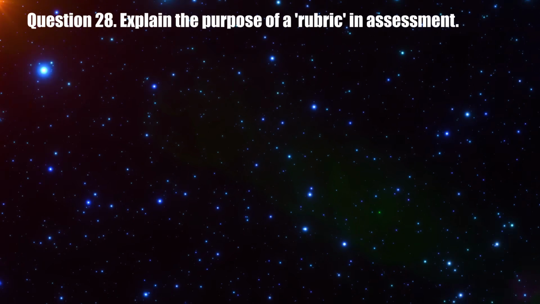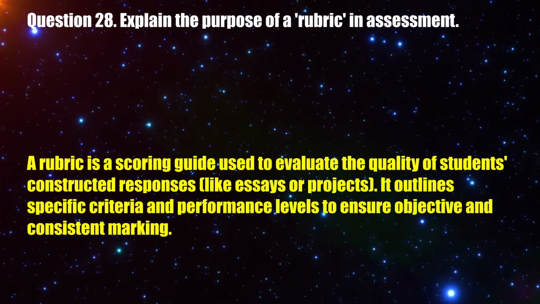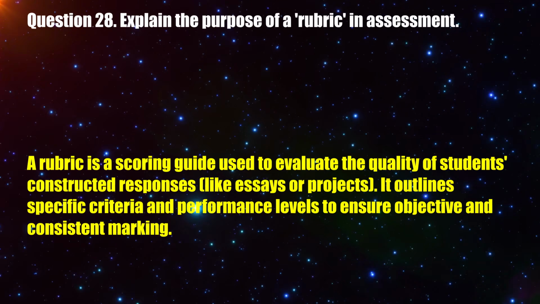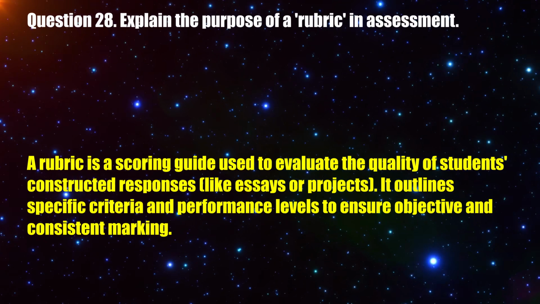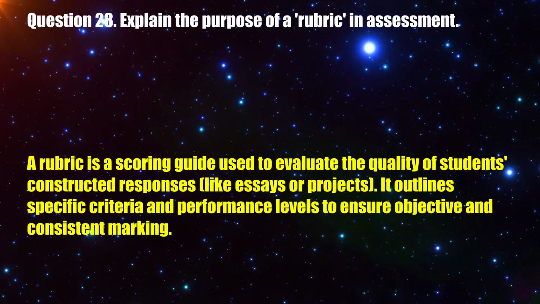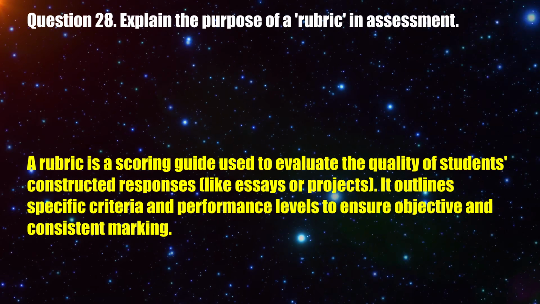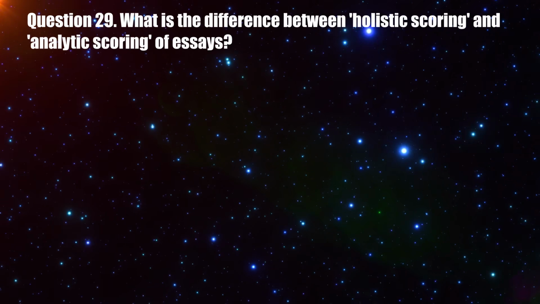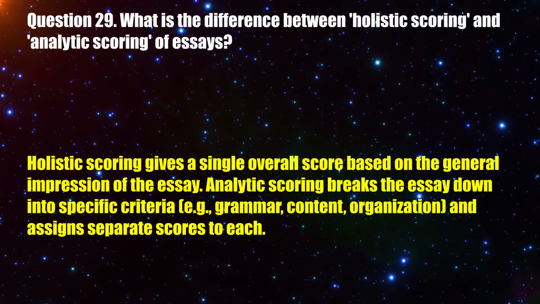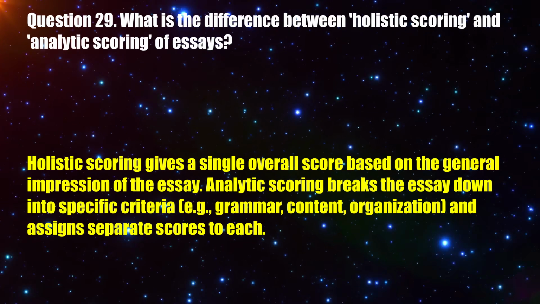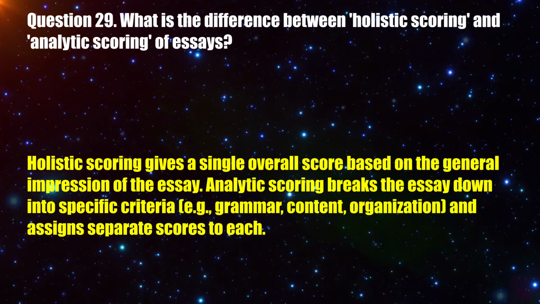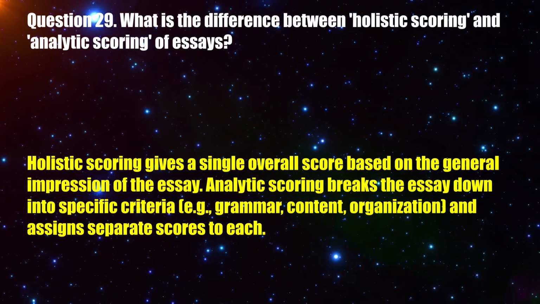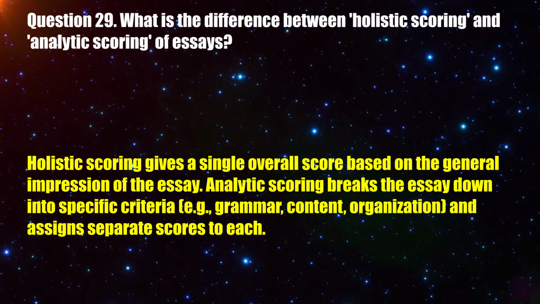Question 28. Explain the purpose of a rubric in assessment. The answer is, a rubric is a scoring guide used to evaluate the quality of students' constructed responses, like essays or projects. It outlines specific criteria and performance levels to ensure objective and consistent marking. Question 29. What is the difference between holistic scoring and analytic scoring of essays? The answer is, holistic scoring gives a single overall score based on the general impression of the essay. Analytic scoring breaks the essay down into specific criteria, e.g., grammar, content, organization, and assigns separate scores to each.